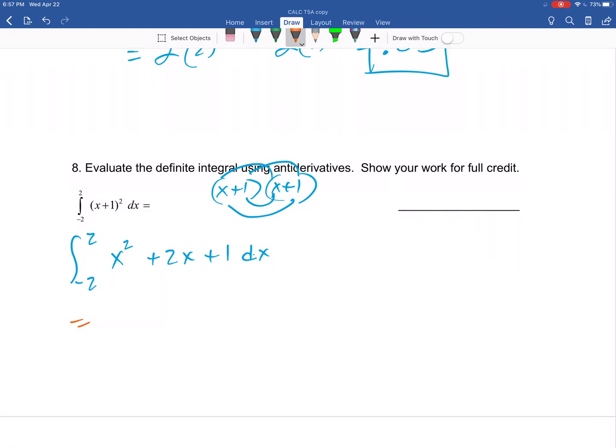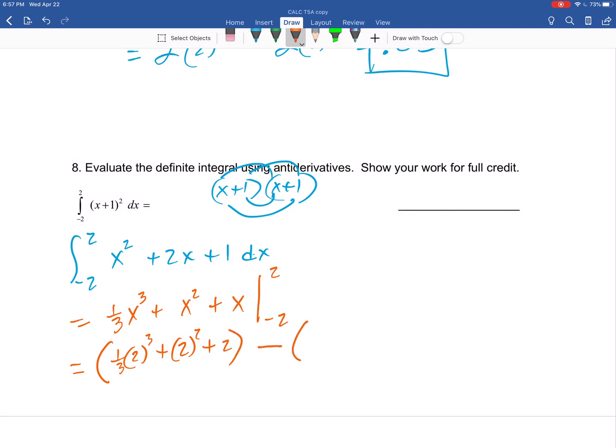Okay, antiderivative of x squared, that's going to be 1/3 x cubed. How about antiderivative of 2x? That's just going to be x squared. How about the antiderivative of 1? That's going to be x. There you go. Straight evaluation bar, -2 to 2. Okay, here it is. 2 going in first. 1/3 times 2 cubed plus 2 squared plus 2 minus parenthesis 1/3 times -2 cubed, plus negative 2 squared plus negative 2.